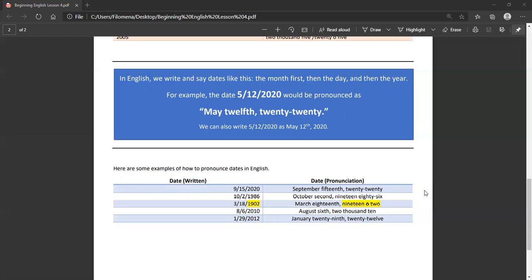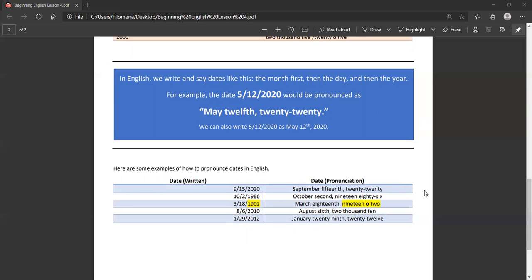8/6/2010. I would say the 8th month is August. So August 6th, 2010. I could also say August sixth, twenty ten. 1/29/2012. First month is January. It's the number 29. So let's work out the ordinal number. January 29th, 2012. Or I could also say January twenty-ninth, twenty twelve.